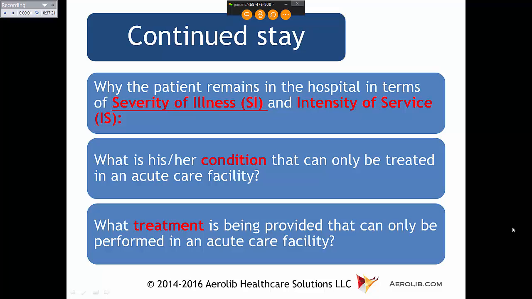Now, this is one slide that everyone is now very familiar with. Why does this patient need to be in the hospital? So what is the condition that can only be treated in an acute care facility? And if so, what's that treatment? What's the condition? What's the treatment? Now, these two things should be answered pretty much on a daily basis, not only by the physician, but even by the healthcare team, the nursing staff. And this is what defines medical necessity of continuation of stay, and this is what CMS is looking for.